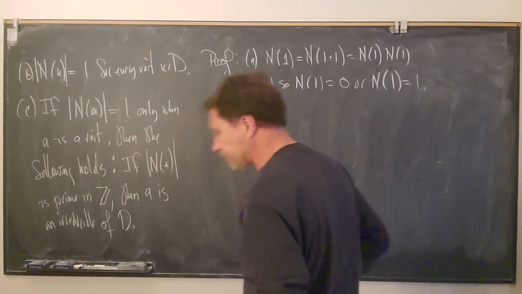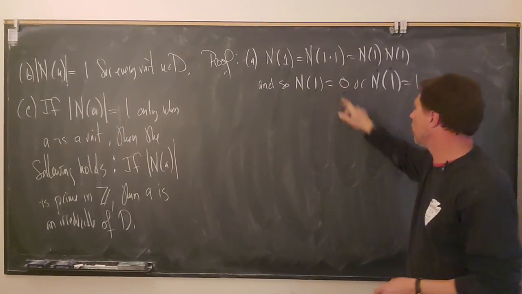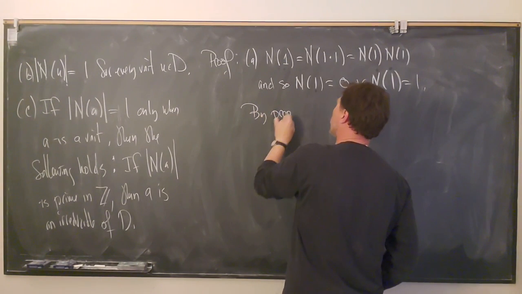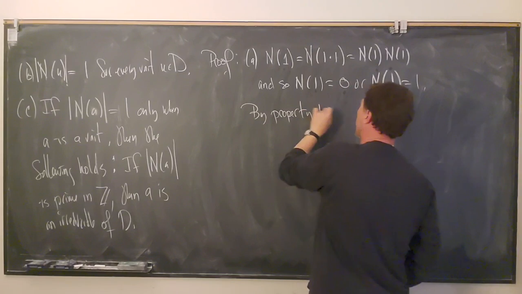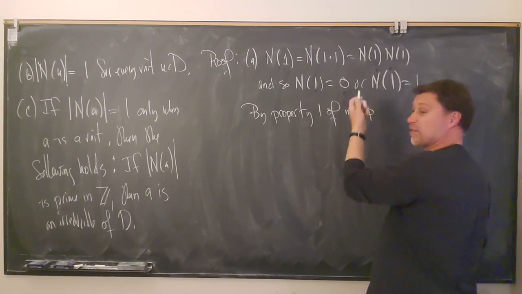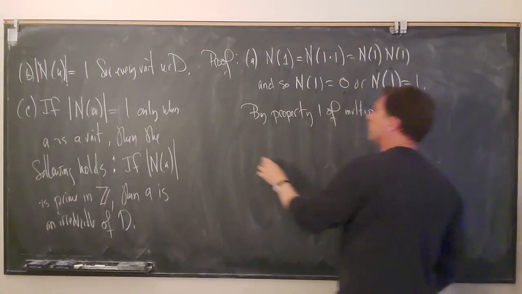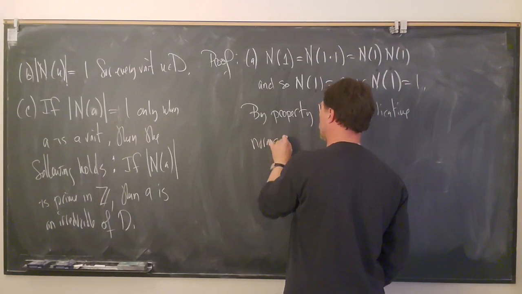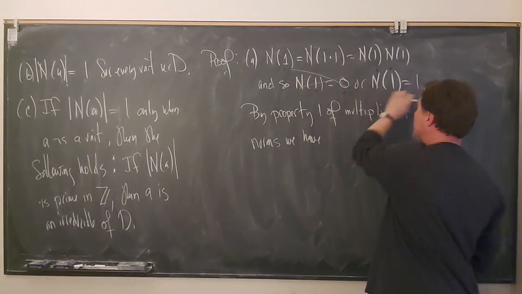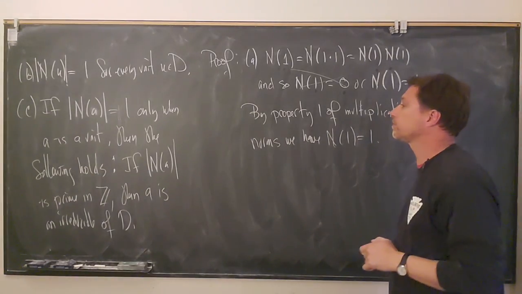But by our previous property, property 1 of multiplicative norms, right, that only 0 can go to 0, this one can't happen, and so it's got to be this one. So we have the norm of 1 equals 1.